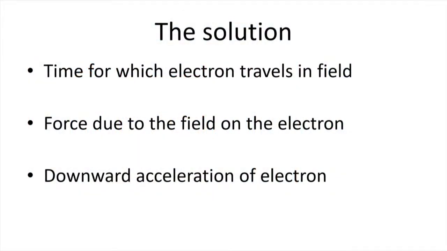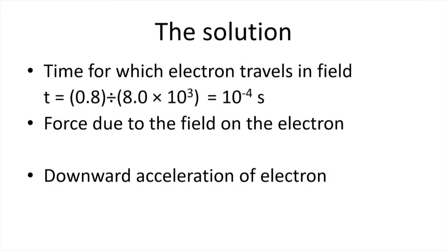So in the solution, if we need to determine how far down it goes, first of all, we need to determine the time for which it travels in the field, and then we're going to determine the force due to the field on the electron and the downward acceleration of the electron. Now, the electron travels a distance of 0.8 meters in the field, at a particular velocity. And so we know that time is equal to distance over velocity. All right, and so we can calculate the time for which the electron is in the field.